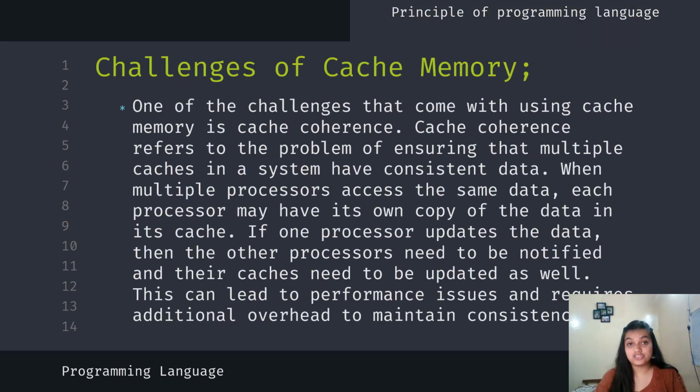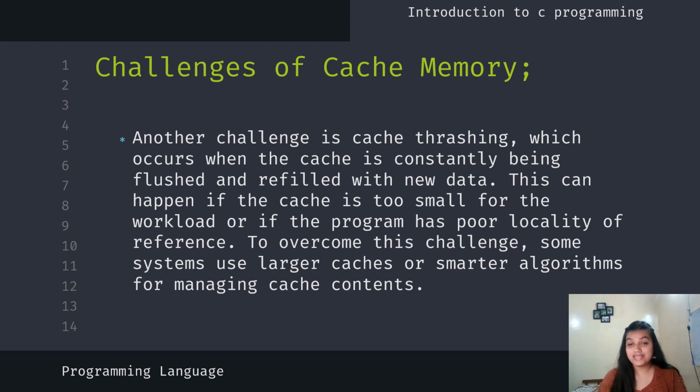Now let's talk about its challenges. One of the challenges that can come with using cache memory is cache coherence. Cache coherence refers to the problem of ensuring that multiple caches in a system have consistent data. When multiple processors access the same data, each processor may have its own copy of the data in its cache. If one processor updates the data, then the other processors need to be notified and their caches need to be updated as well. This can lead to performance issues and requires additional overhead to maintain the consistency.